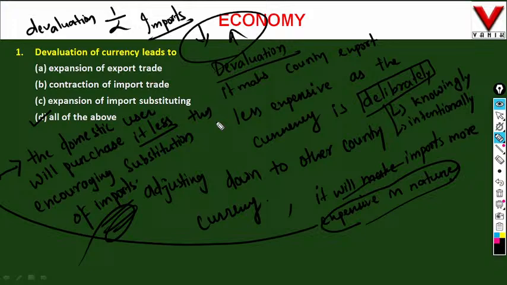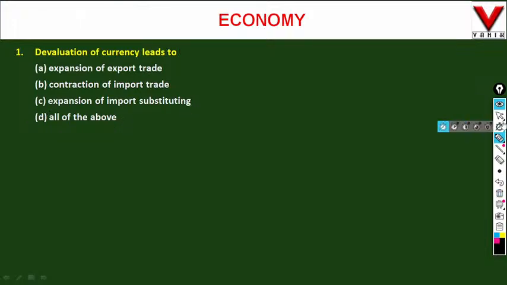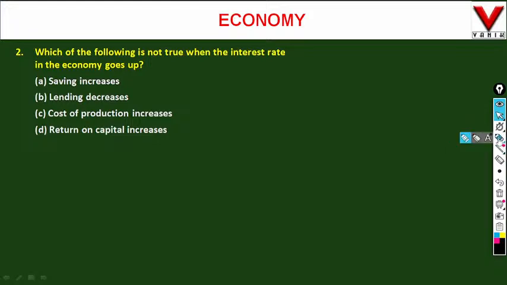Next question. Yes, we'll move on to the next question. Which of the following is not true when the interest rate in the economy goes up? Very conceptual question. If your concept is not right, you won't be able to answer. Savings increase, lending increases, cost of production, or return on capital increases.